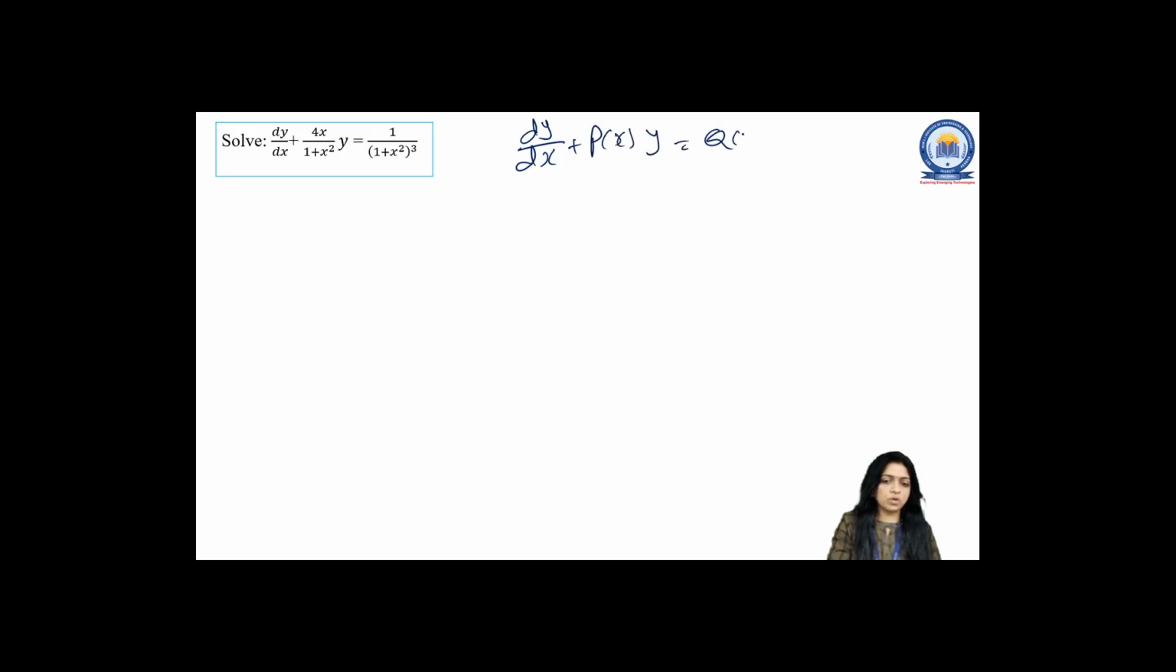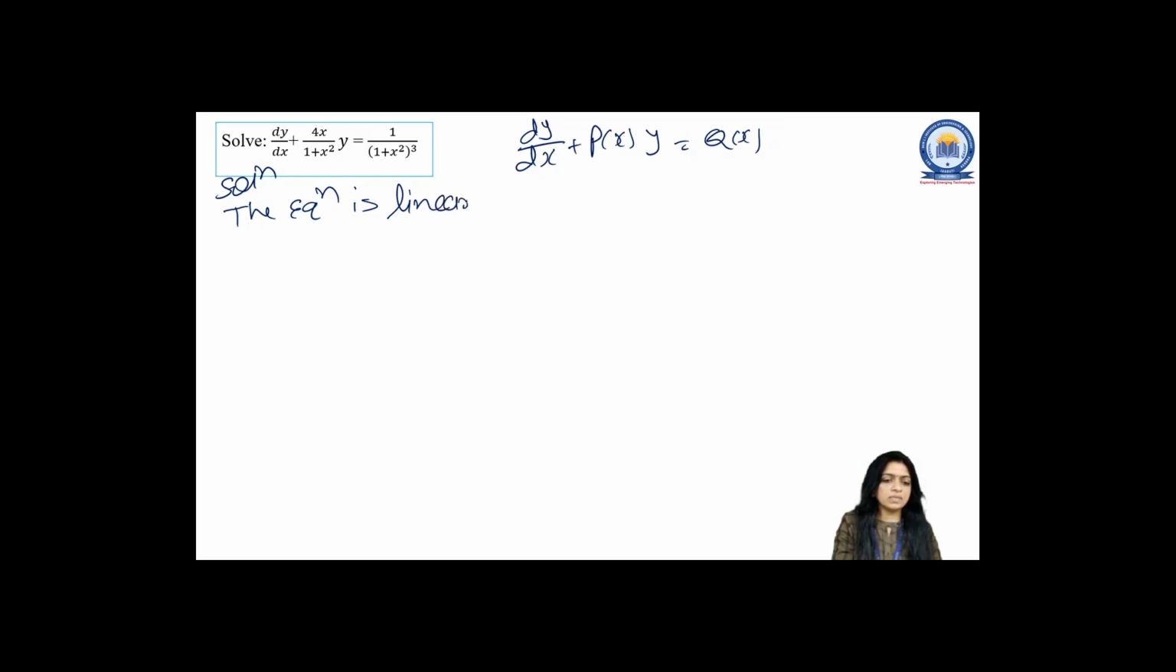So let's move on to one more example for better understanding, and that is dy by dx plus 4x upon 1 plus x square into y is equal to 1 upon (1 plus x square) whole raised to 3. Again, if you compare the given differential equation with dy by dx plus p of x into y equal to q of x, it means your given differential equation is linear in y.